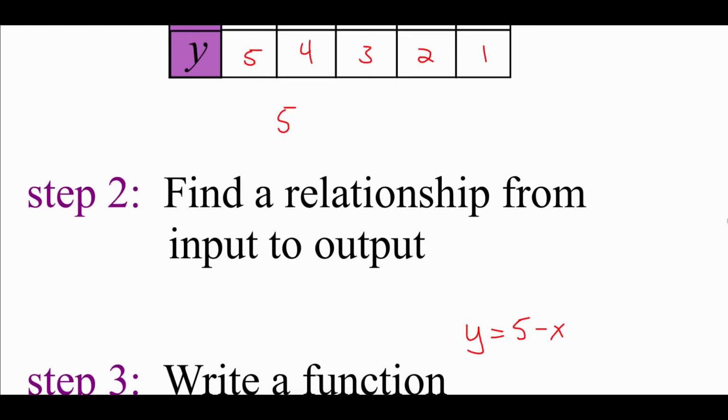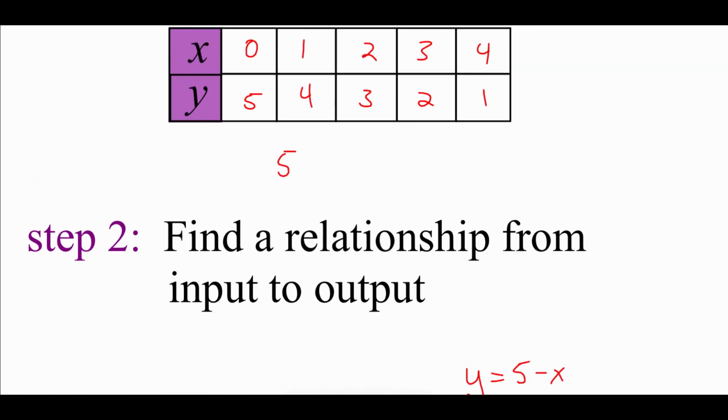Now we're still going to talk about the domain and the range of this function. So remember, the domain deals with the input values or the x values. So here we've got 0, 1, 2, 3, and 4. And then for our range, remember those are the output values or the y values. So that's 5, 4, 3, 2, and 1.